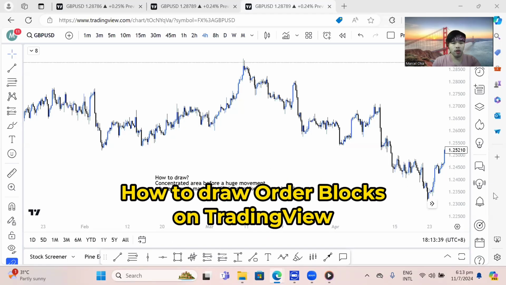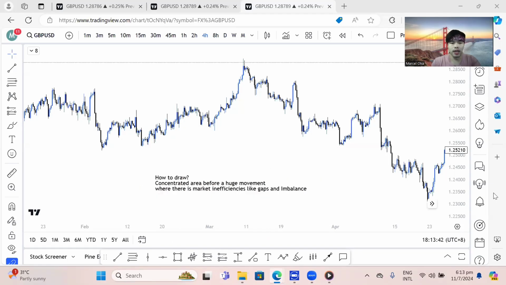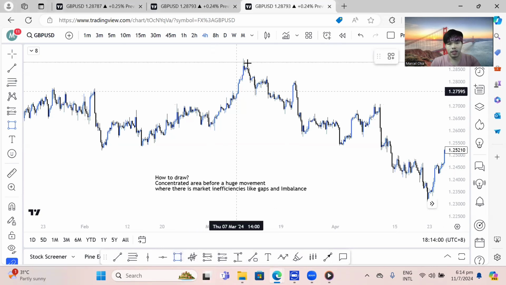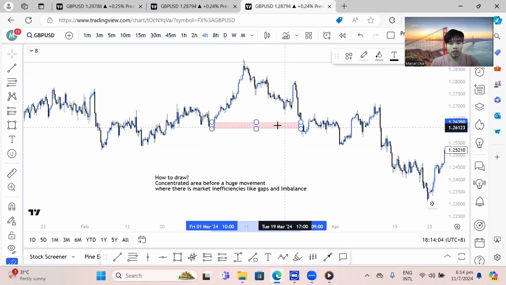How do we exactly draw order blocks? Remember that they are concentrated or consolidated areas before a huge movement by market makers, where there are market inefficiencies like fair value gaps and imbalance. For example, with regards to the demand zone, we are able to draw it somewhere at this level, where there's a huge move right off this point. So this is where we can start drawing our first bullish order block.